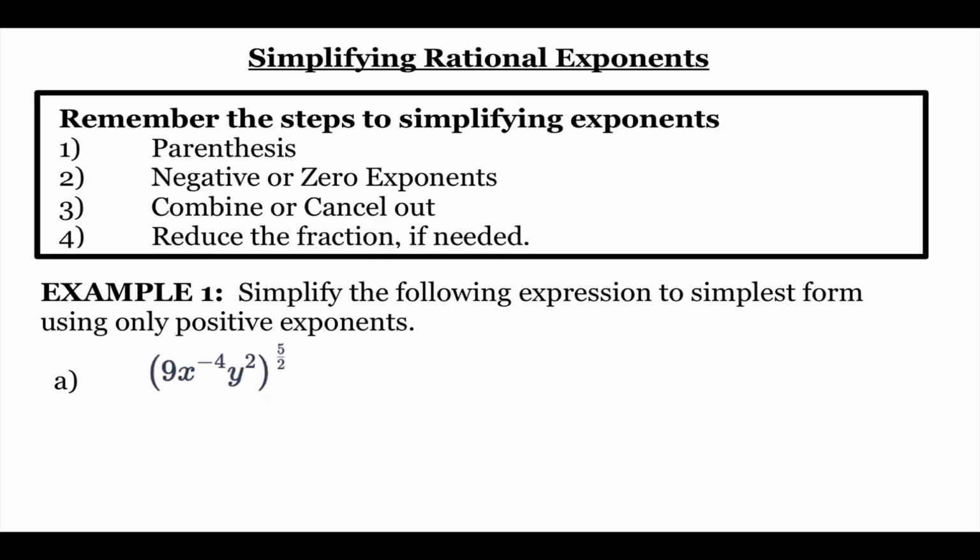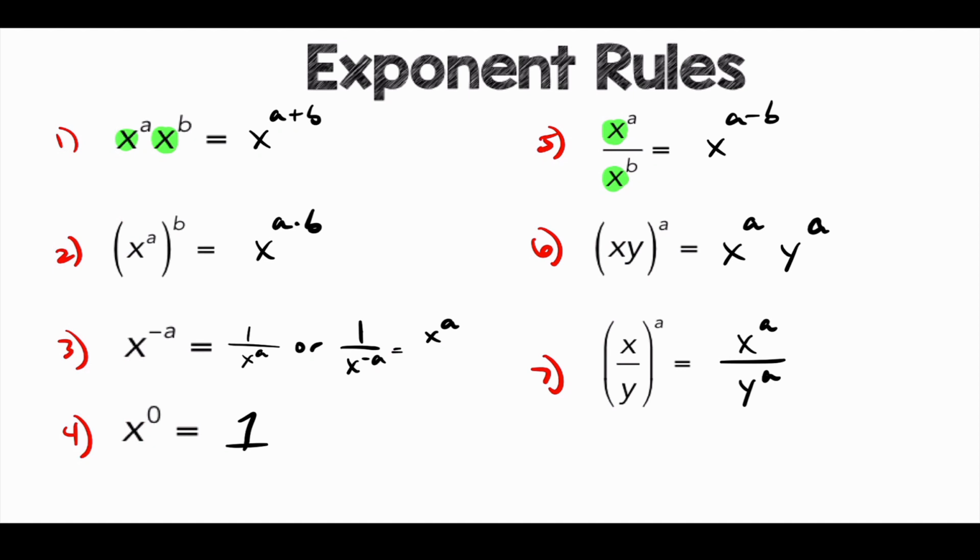So anytime we need to simplify, we're going to use these 4 steps. Parentheses first, take care of the parentheses. We have rules for parentheses. If it has parentheses, an exponent with parentheses, either we're going to use rule number 2, rule number 6, or rule number 7. That's the first thing we've got to do.